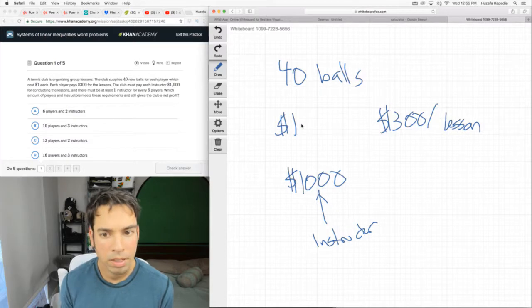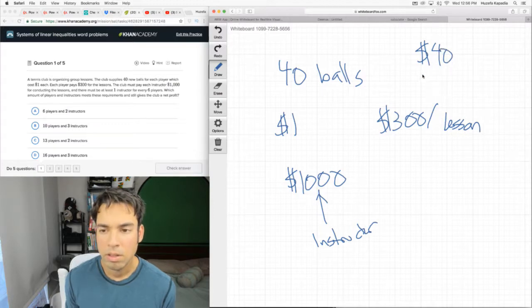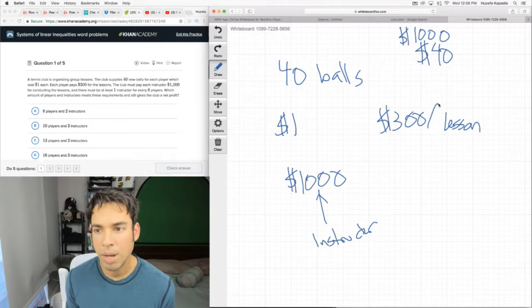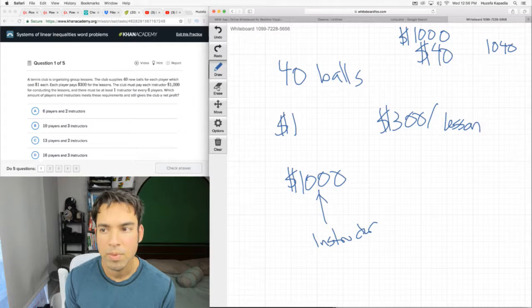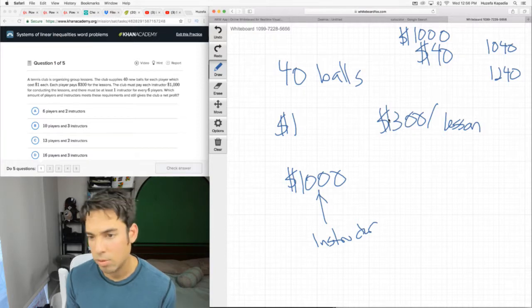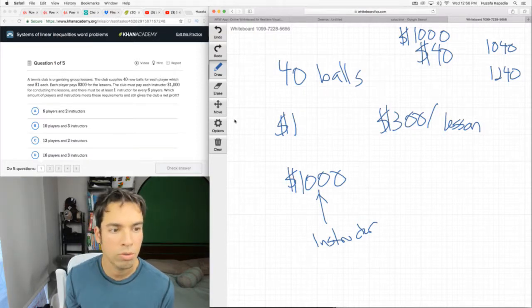It looks to me, so every player gets 40 balls, which each cost $1. So every player, it costs the club $40. And then the lesson costs them $1,000 to get the instructor. And then they're paying $300. Excuse me, that's $1,040 per player. So let's say for 6 players, that's the most one instructor can do. The club is losing $1,240. And if we have 6 players times 300, that's $1,800. They're definitely making money. So now let's just go through this here.